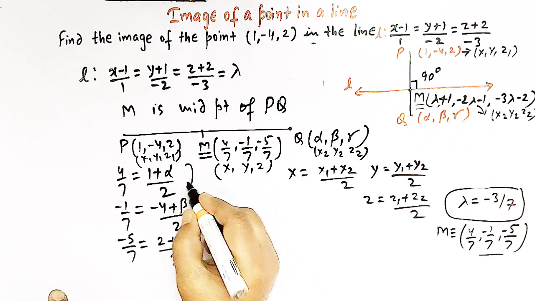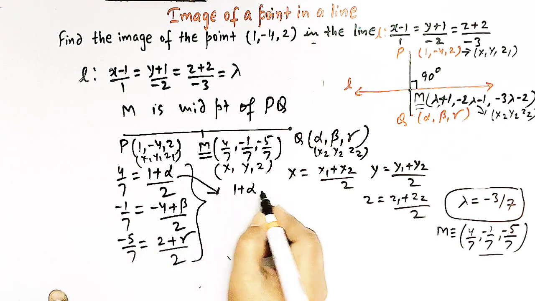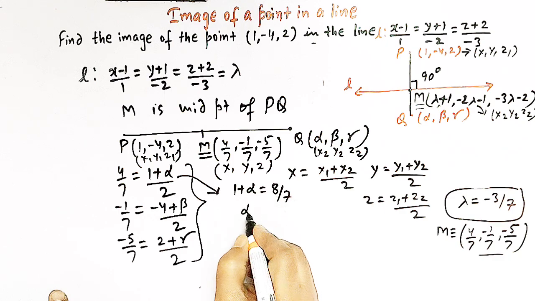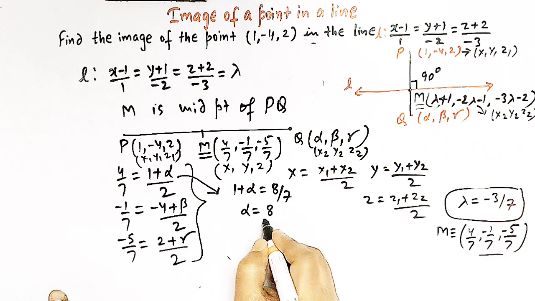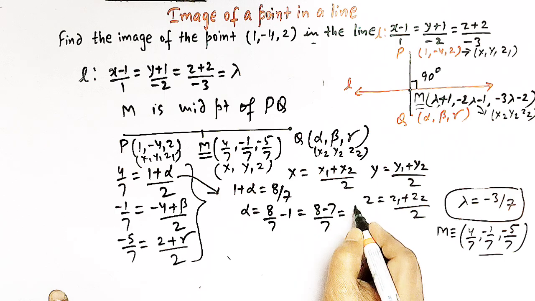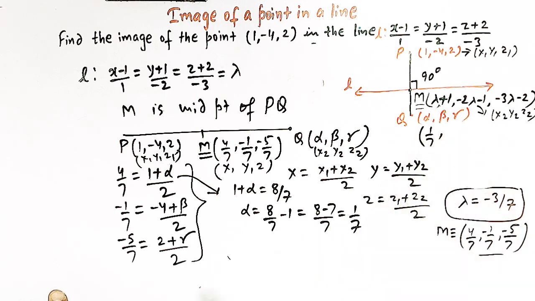So now from this equation, we have 1 plus alpha is equal to 8 over 7. So alpha is 8 over 7 minus 1, that is (8 minus 7) over 7, that is 1 over 7. So alpha is 1 over 7.